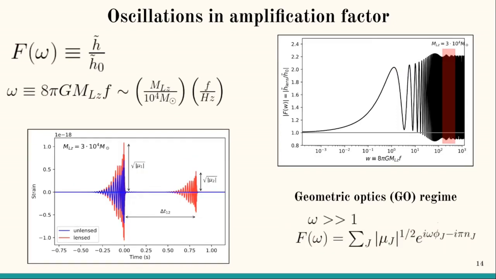Finally, we come to the high frequency geometric optics part, where multiple images can be observed separately. And now we see that the lens mass is increased to 3000 solar masses. And the amplification factor is just the contribution from all the different images that form.